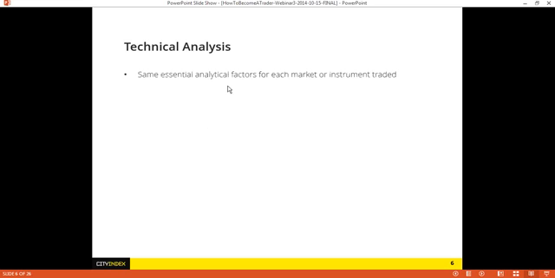Okay, so technical analysis has the same essential analytical factors for each market or instrument traded. That is a big difference between technicals and fundamentals. We're looking at one thing here. We're looking at the charts. We're looking at support and resistance levels. We're looking at trends. We're looking at some indicators.